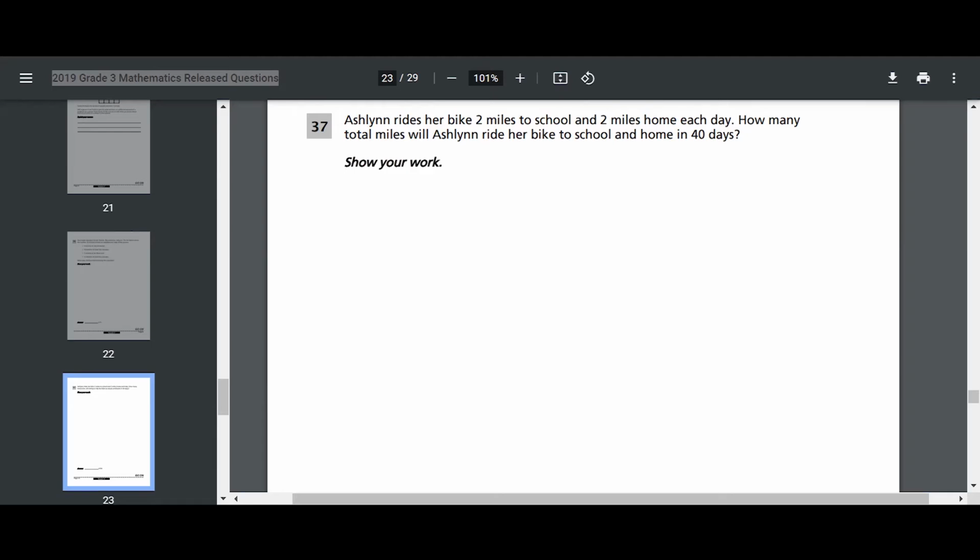I'm going to read it again to make sure that we comprehend what we are being asked. Ashlyn rides her bike 2 miles to school and 2 miles home each day. Therefore, I'm going to underline 2 miles to school and 2 miles home each day. How many total miles will Ashlyn ride her bike to school and home in 40 days? I'm going to underline what we are being asked to do.